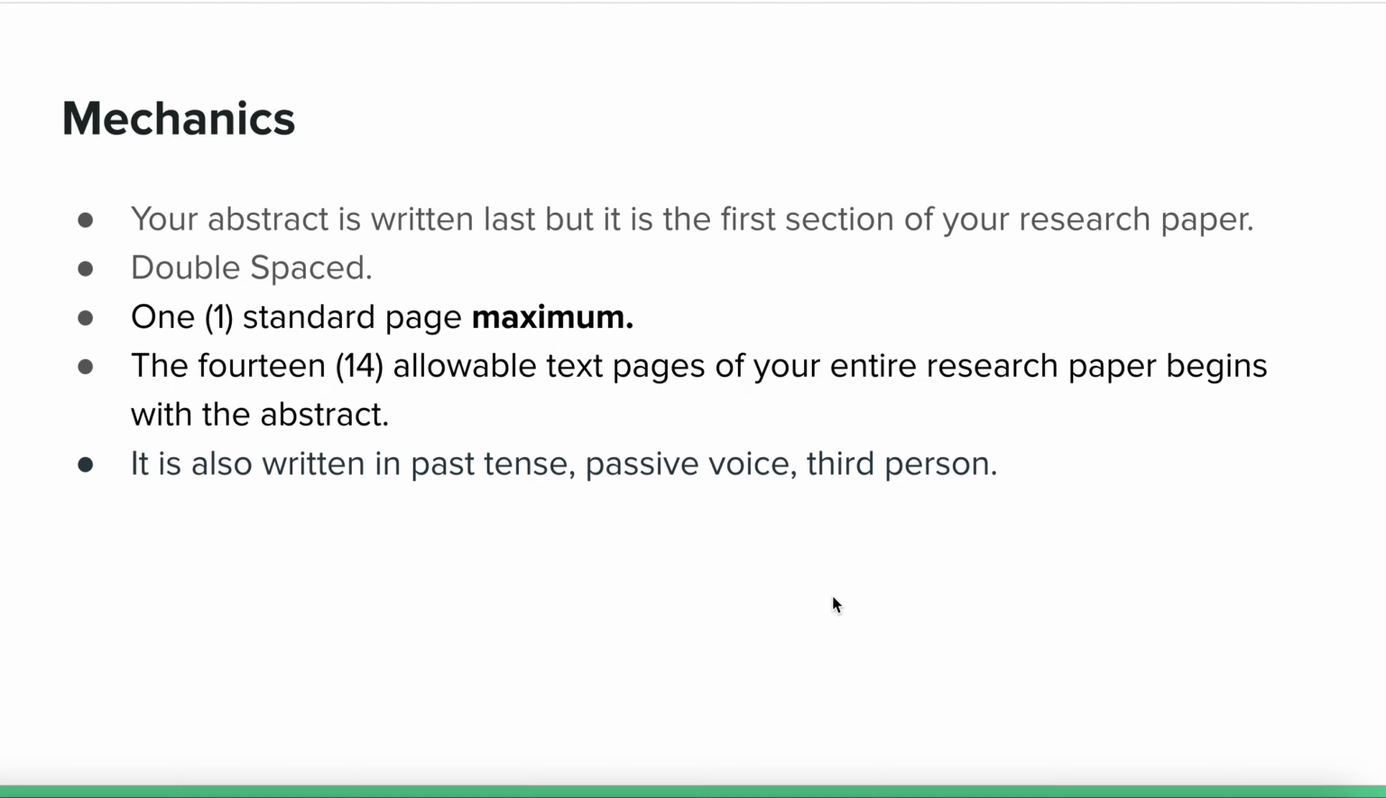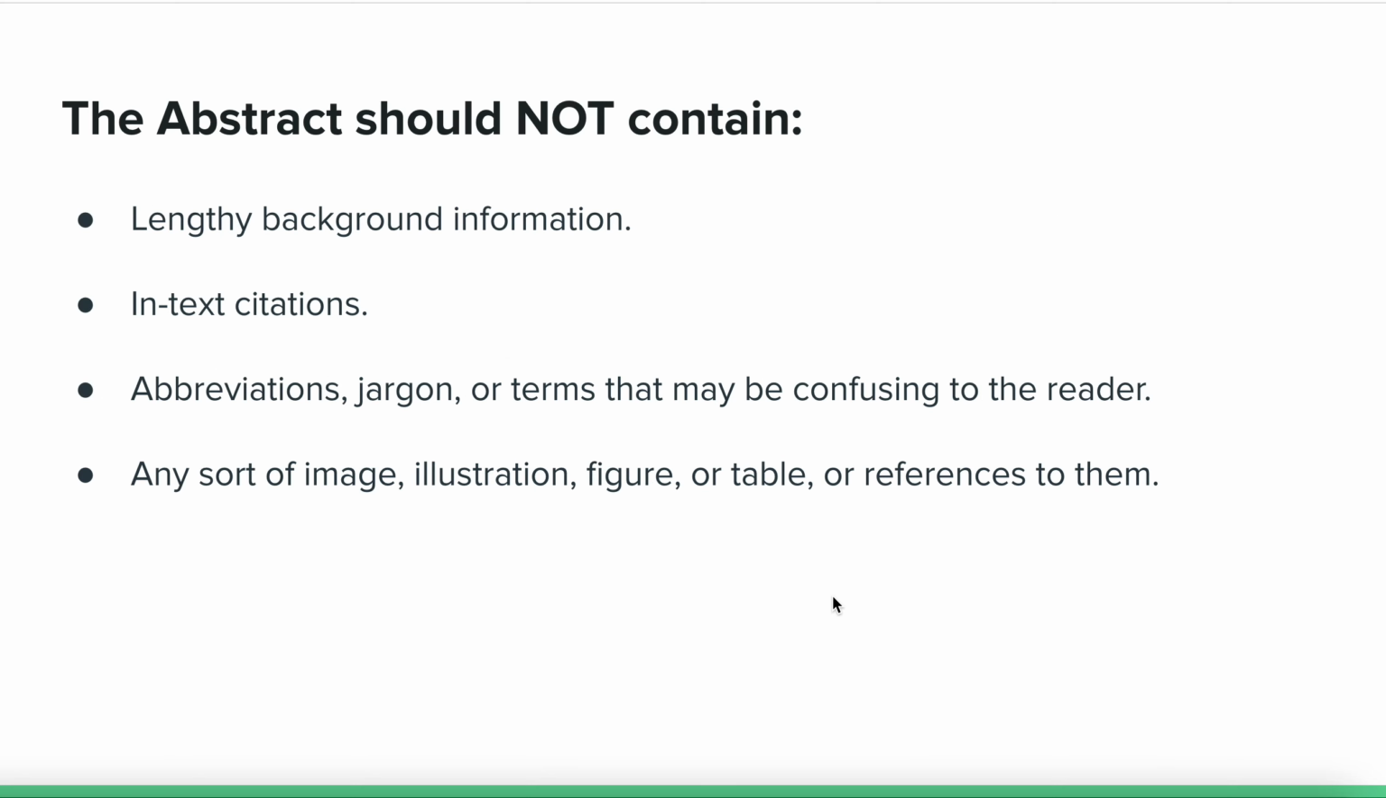It is double-spaced. It is 1 standard page maximum, so you cannot go beyond that 1 page. The 14 allowable text pages of your entire research paper begins with the abstract, and it is also written in past tense, passive voice, and third person. The abstract should not contain lengthy background information, in-text citations, abbreviations, jargon, or terms that may be confusing to the reader, any sort of image, illustration, figures, tables, graphs, or references to them.